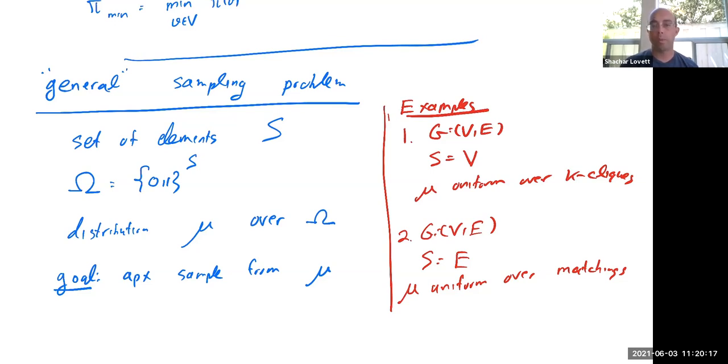The other option that people care about a lot is what happens if mu is not uniform. But let's say maybe mu is going to be over all sets of size k, where we're going to give a higher probability for k-cliques and a low probability if you're missing some edges.